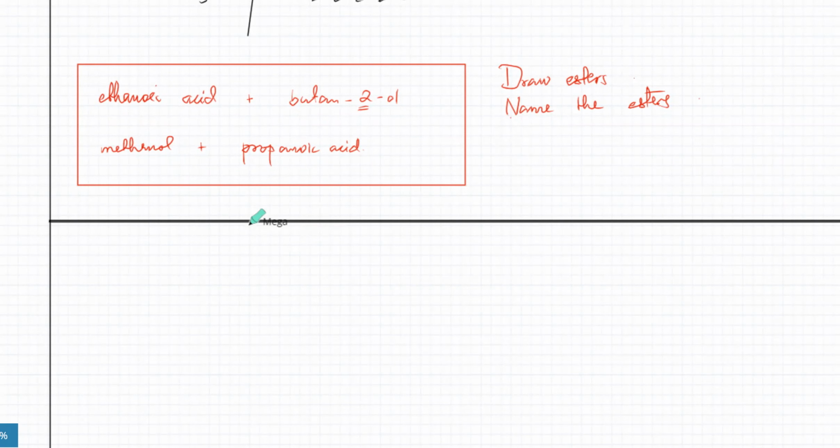So we're doing this question. अब start कर लेते हैं. Ethanoic acid and butane 2-ol.